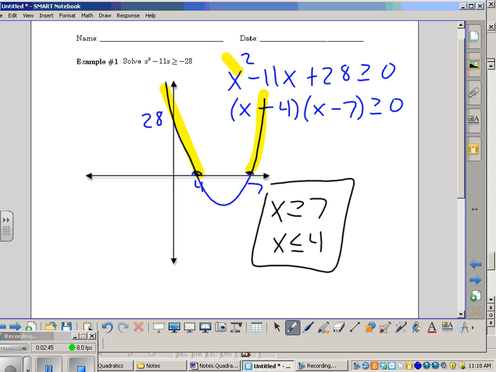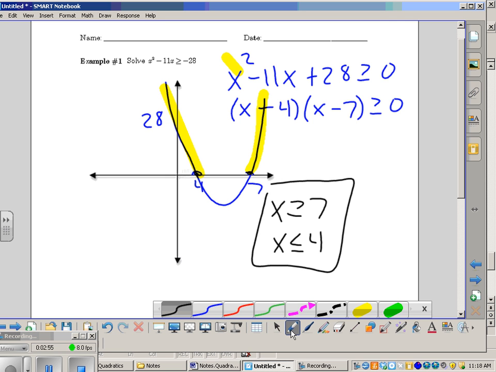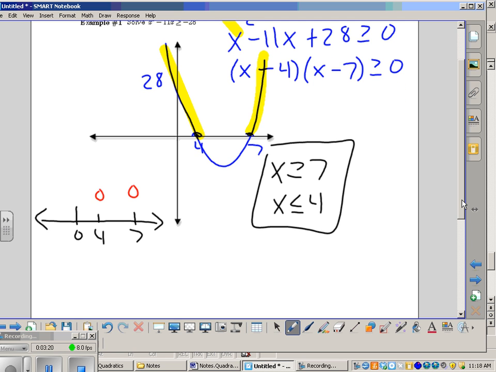If you wanted to do it a second way, let's actually do the critical sign chart. There's going to be two critical points, 4 and 7. You know at 4 and 7, those are zeros, so you know the value of the inequality is 0. And then you want to test a point less than 4, a point between 4 and 7, and a point greater than 7.